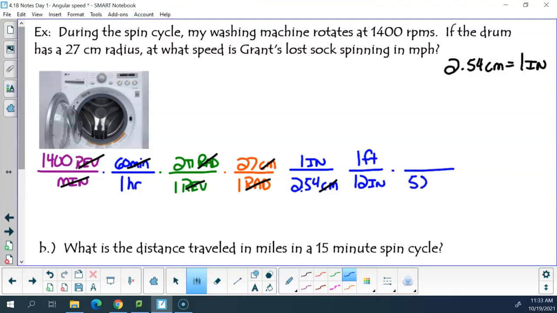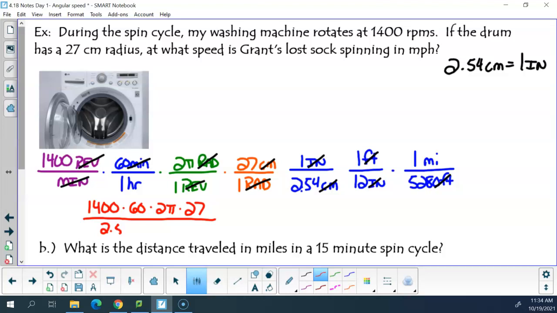There are 5,280 feet in 1 mile. Only thing left, miles per hour. So on top, I've got 1,400 times 60 times 2 pi times 27. On the bottom, I've got 2.54 times 12 times 5,280.